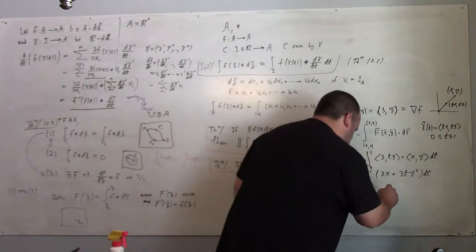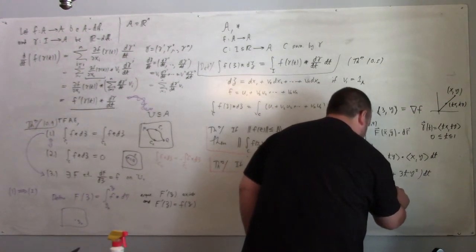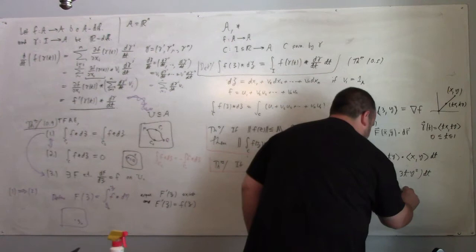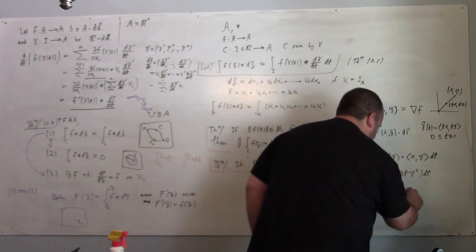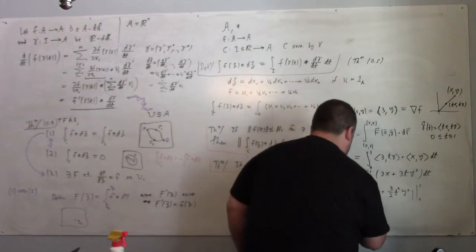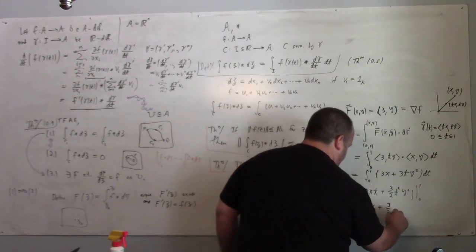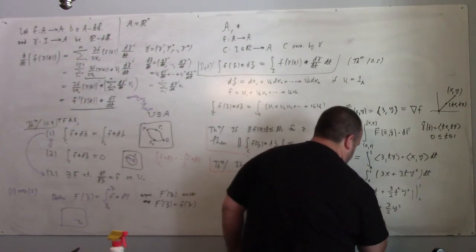The 3xt, right? And then 3 over 2 t squared, times y squared. Then evaluate it from 0 to 1 of t, so that just gives you 3x plus 3 halves y squared.